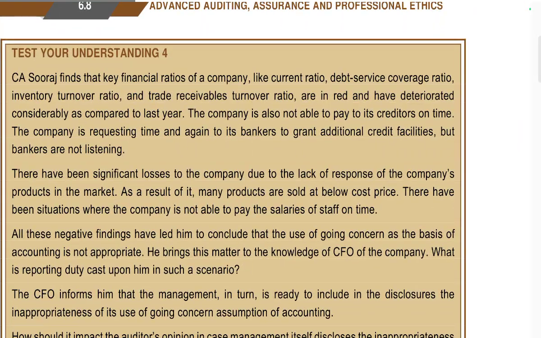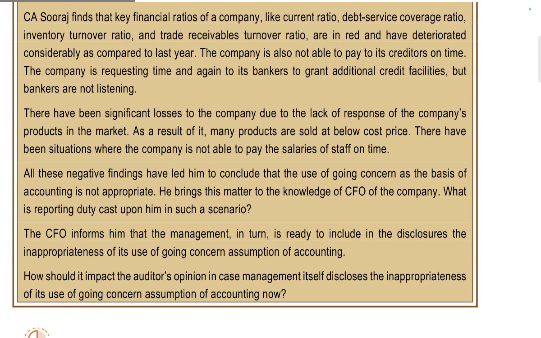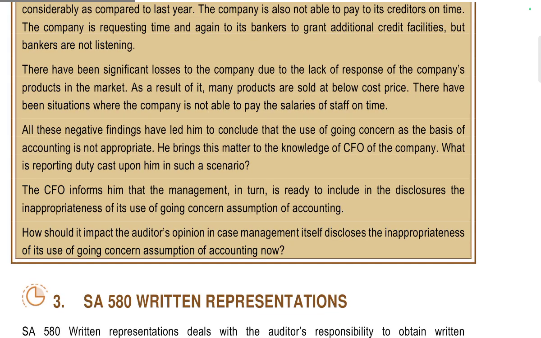The auditor finds that the financial ratios of the company, such as the current ratio, inventory turnover ratio, and trade receivable ratios, are at a lower rate compared to last year. The company is also not able to pay its creditors on time. Subsequently the bank again offered an additional credit facility, but the company did not take it up. There have been significant losses due to the lack of response to the company's product in the market.